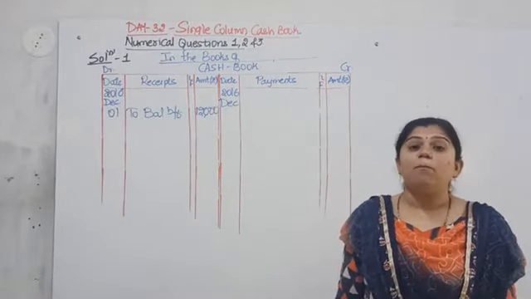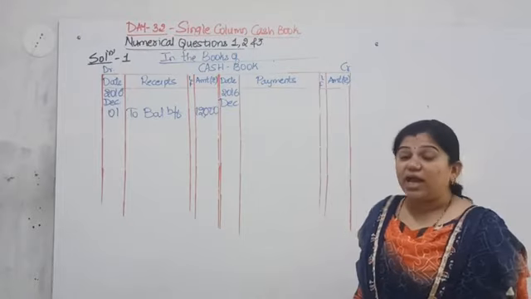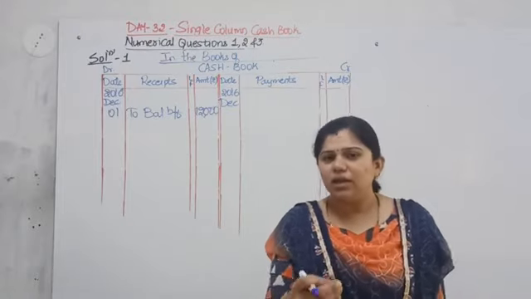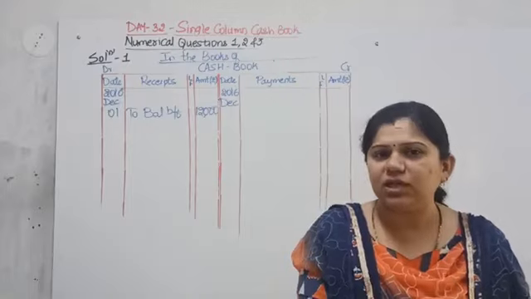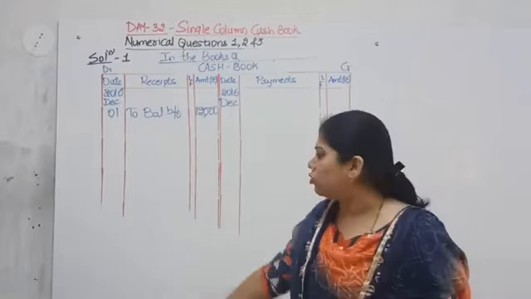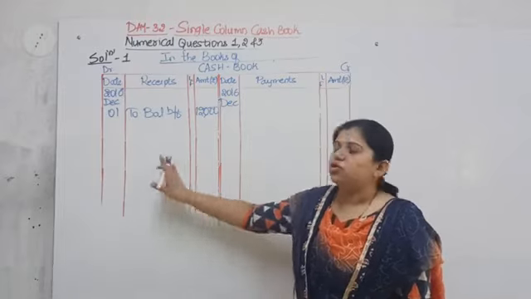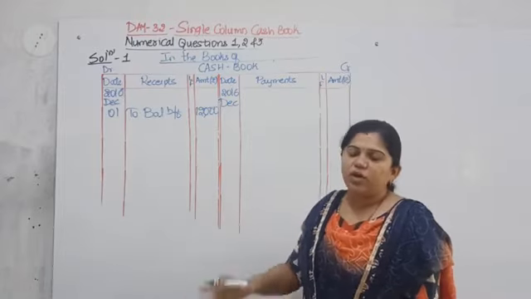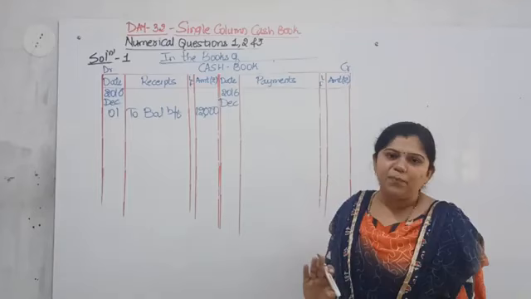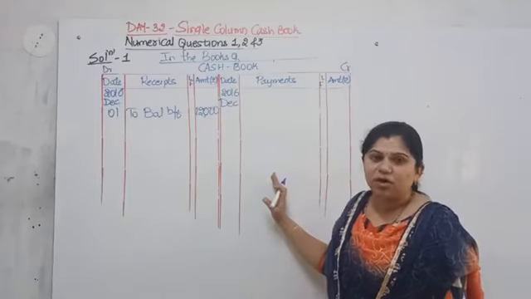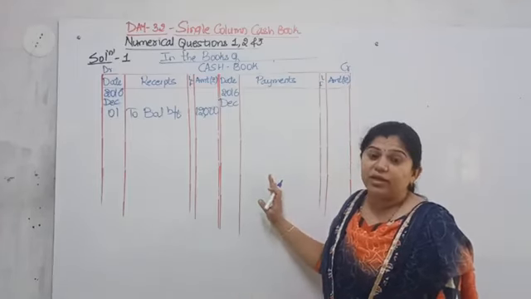Cash received from Bhanu. So, cash received. If it is coming in, show it on the debit side. If it is going out, show it on the credit side. Simple as that. That is why we also call this a simple cash book.